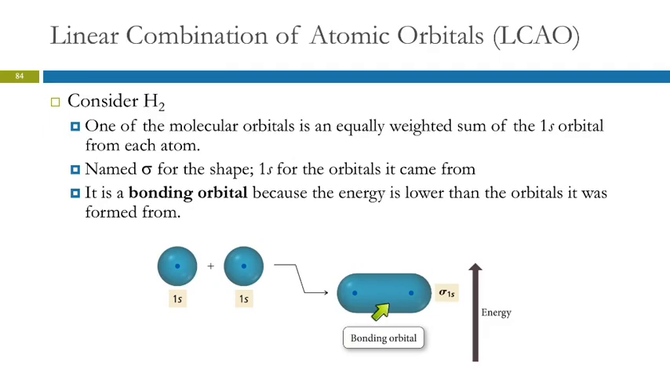And this is called a sigma orbital because of its shape. If you look at the end and look down the barrel, it's like looking down the length of a hot dog. It's spherical, circular. The energy of this orbital is going to be lower than the atomic orbitals it was formed from. And so we call this one sigma 1s. Sigma because of its shape, 1s because it's combining 1s orbitals.